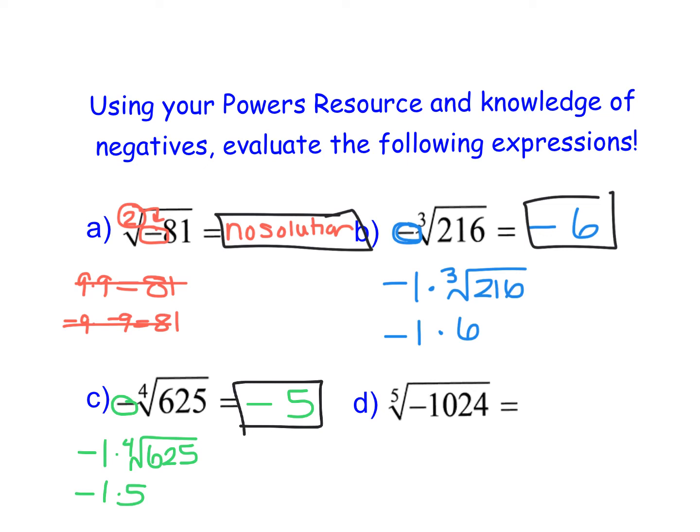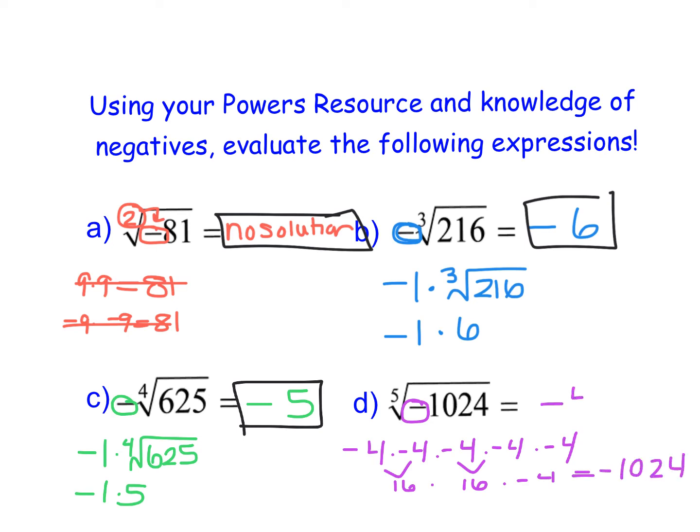And then lastly here, I see that I have a negative on the inside. So I'm trying to figure out what number times itself 5 times will give me a negative 1024. Well, I know that a positive 4 to the power of 5 is 1024. So then I look at negative 4 times itself 5 times. This would be positive 16, and this would be a positive 16. Then I have that negative 4 left. If I multiply those together, I end up with a negative 1024. So here my answer would be negative 4, since negative 4 times itself 5 times gives me a negative 1024.